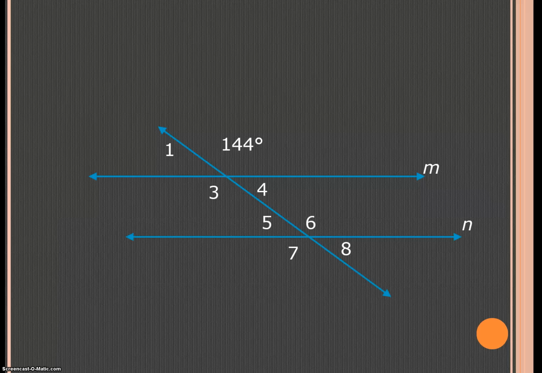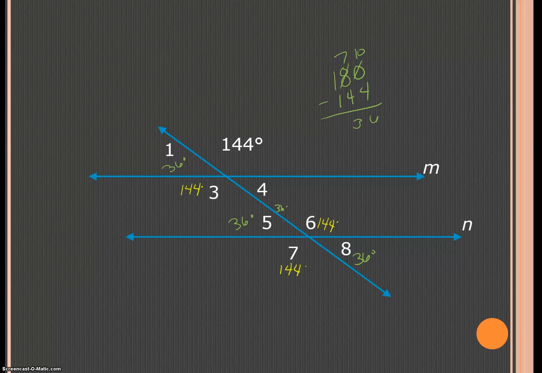Try this one on your own. In this one, all the obtuse angles, you should have gotten 144 degrees, and all the acute angles are 36 degrees. So 1 and 4 are vertical angles, they're congruent. 5 and 8 are vertical angles, they're congruent. 4 and 5 are alternate interiors, they're congruent. 3 and 6 are alternate interiors, so they're congruent. And then you have your alternate exterior and your alternate interior, which are congruent.